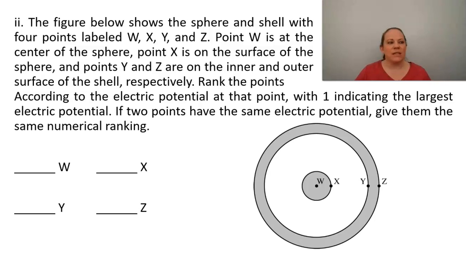So our potential is going to be strongest at point W inside the sphere. X on the surface of the sphere will be next. And then Y and Z will have equal electric potentials, being on the shell.